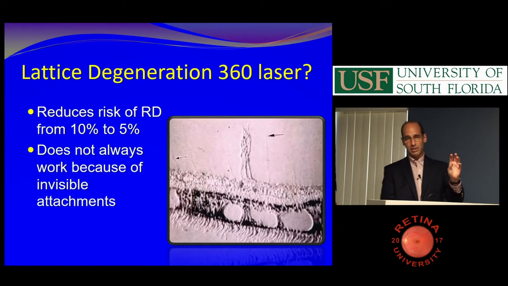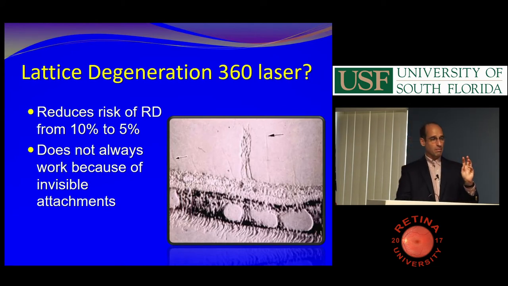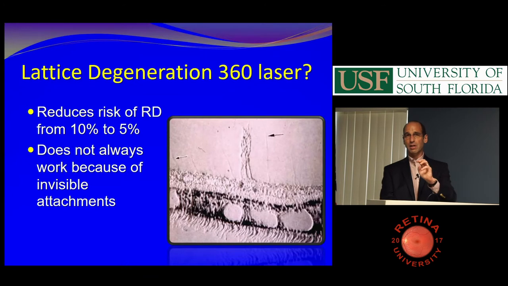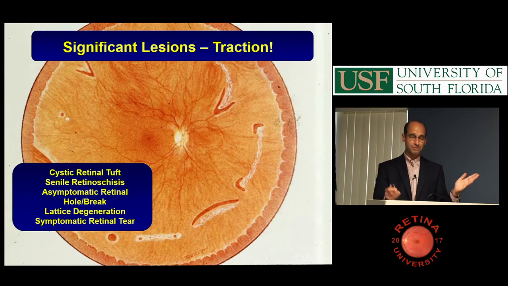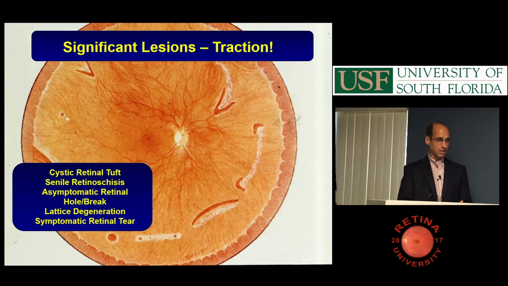And you'll see people that, and the reason treating things doesn't reduce the risk of detachment to 0 is because at least half of the tears that occur in people with predisposing lesions are not where the predisposing lesions are. And that's what this slide is showing, these invisible attachments. So you can't see all the attachments, so you can't treat them all. So that's why you can't reduce the risk of detachment to 0.